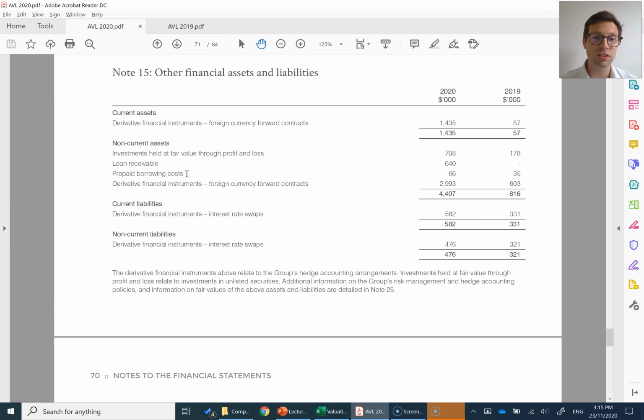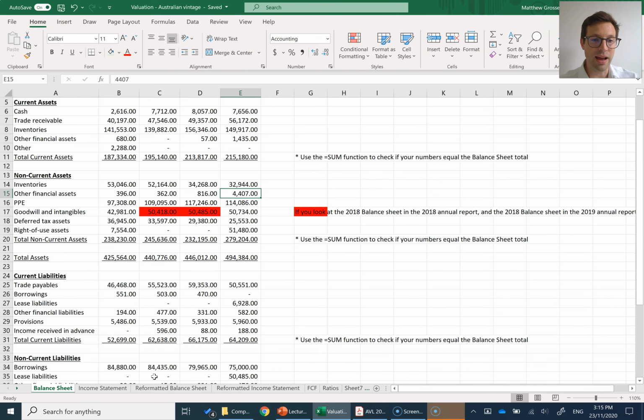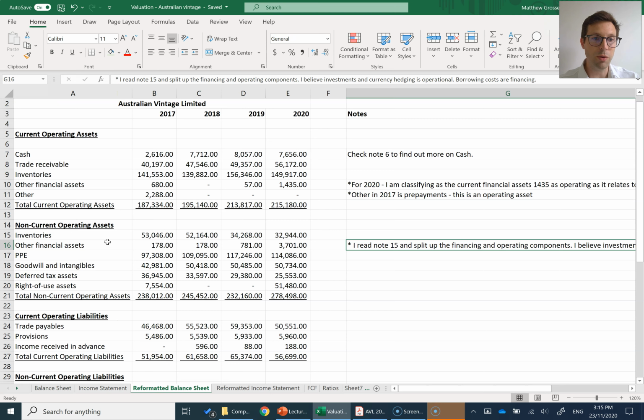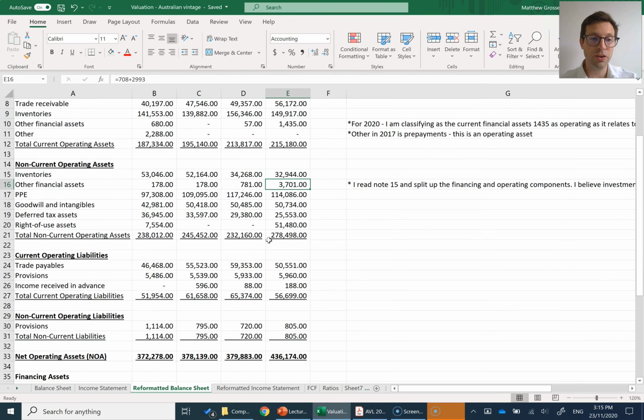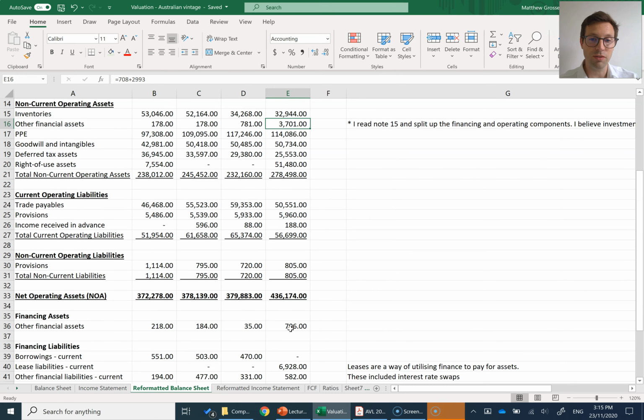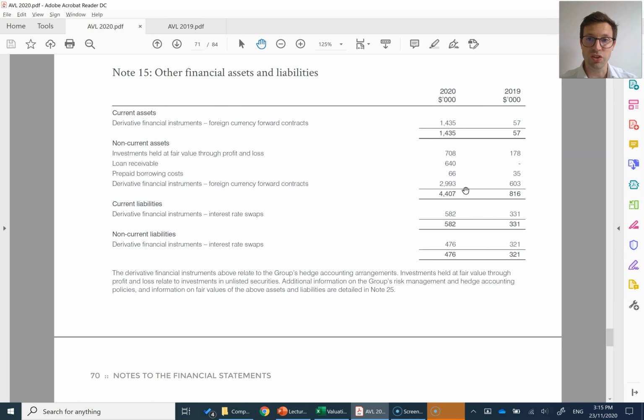Prepaid borrowing costs, maybe we've paid some of our interest or fees in advance. So I'd say that's probably part of our financing. And then we've got the derivative financial instruments, which I'm going to say are probably more to do with the business's operations rather than how they finance things. So in my reformatted balance sheet, some of the financial assets I'm classifying as operating. Then if I go down to my financing assets, I've got 706, which is the 640 loan receivable plus the 66 prepaid borrowing cost.